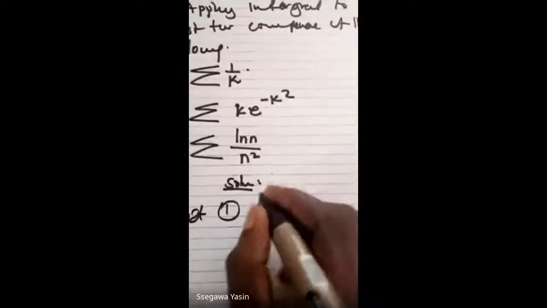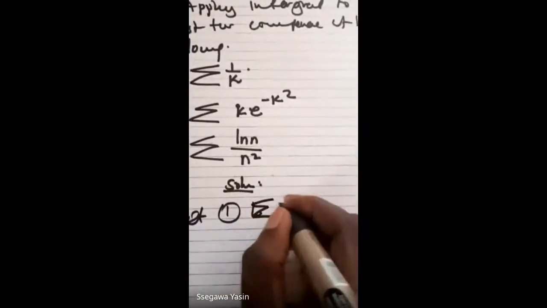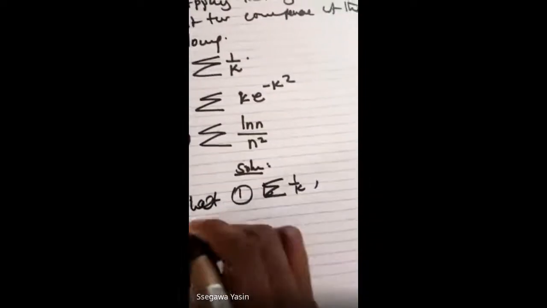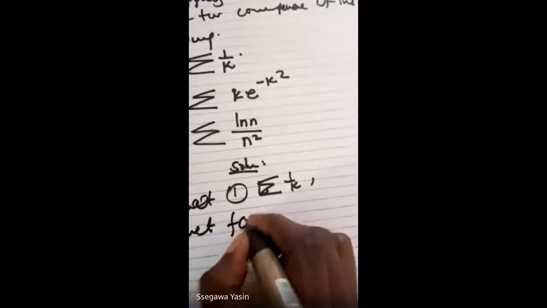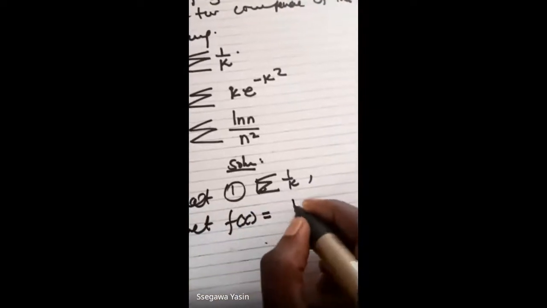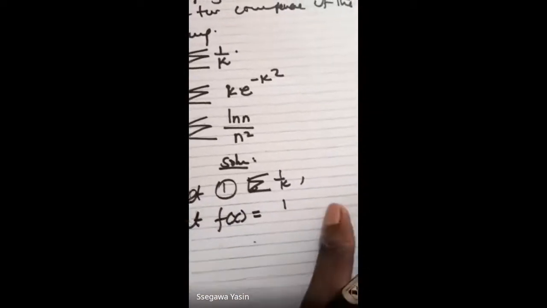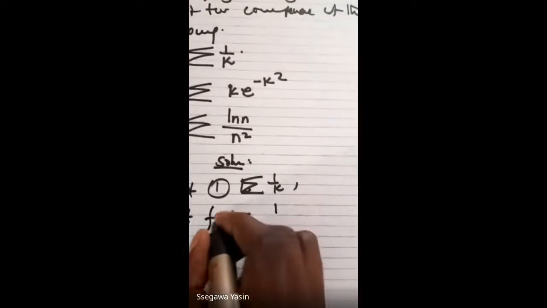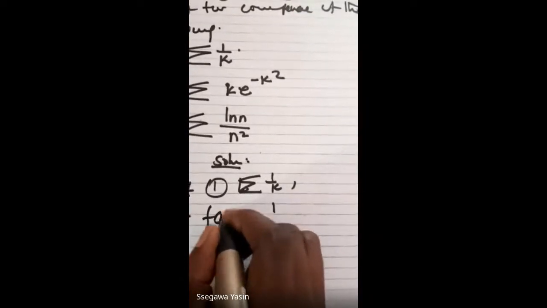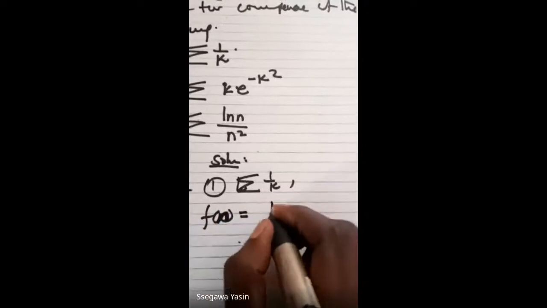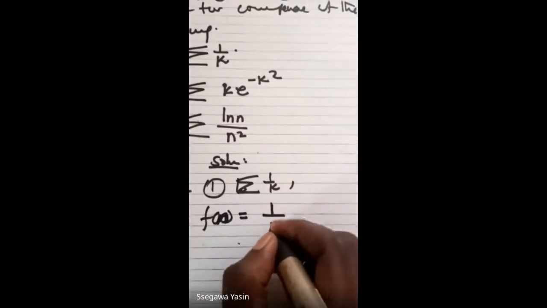When we go to number 1, which is the sum of 1 over k, we're going to say let f of x equal 1 over, or f of n. Can we take x or n? Let's take n. It's the same as 1 over n. We proved already, we know the fate of this. We know that it diverges because we have been proving it from the beginning.